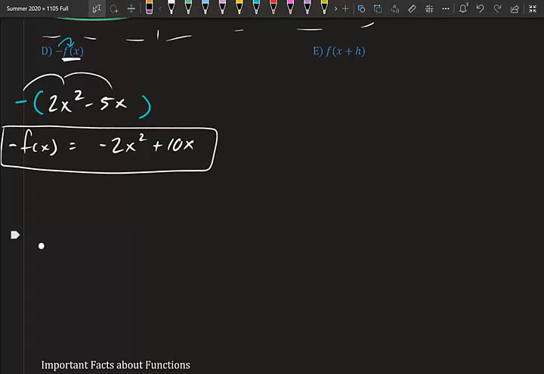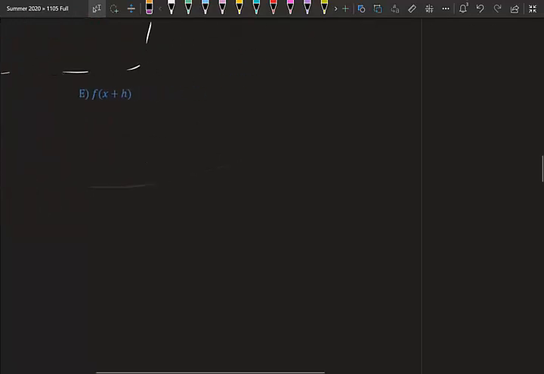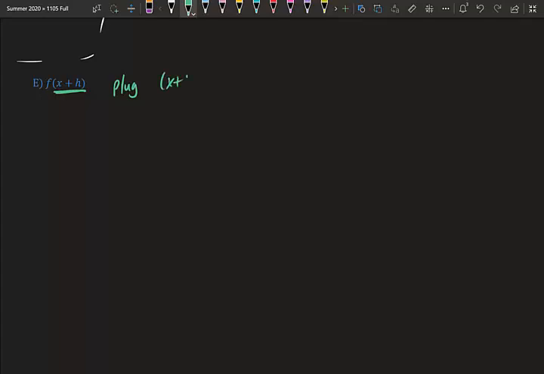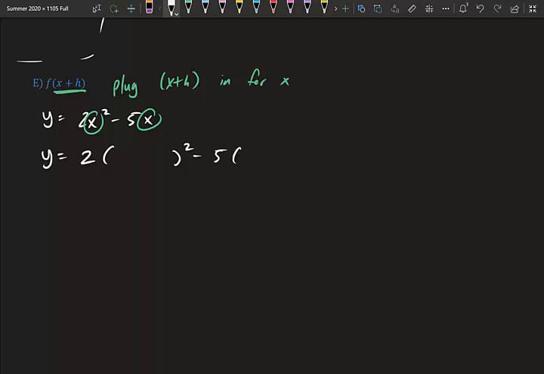Alrighty, part E, f of x plus h. So that's on the inside of parentheses. Since it's on the inside of parentheses, we're going to plug it in for x. I'm going to rewrite our original function. We have y equals 2x squared minus 5x. This is where we're going to plug it in for every x. So we have y equals 2 blank squared minus 5 blank. And in the blank, we're plugging in x plus h. So x plus h, x plus h.